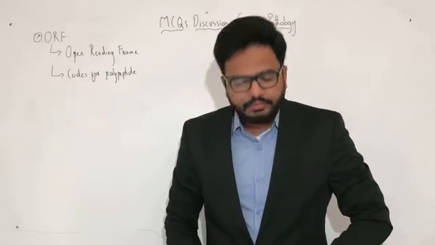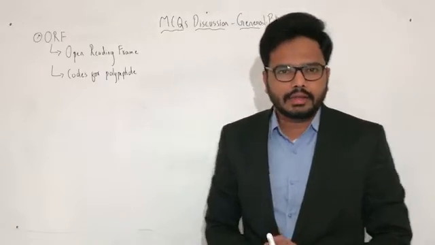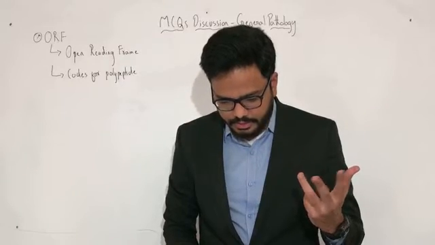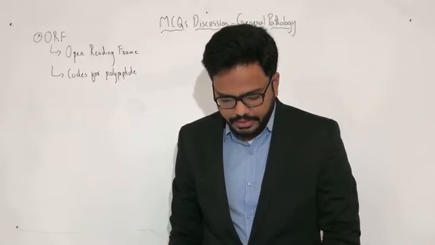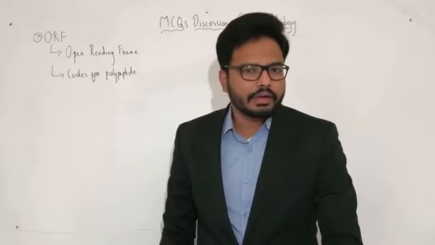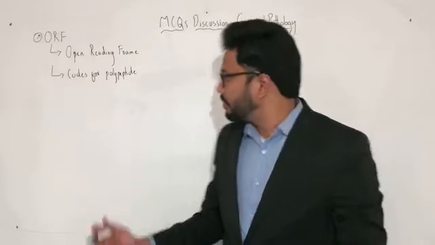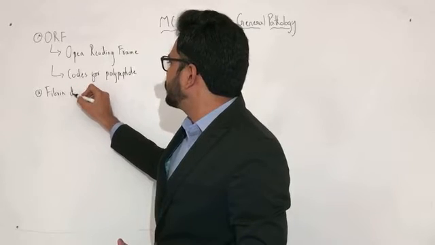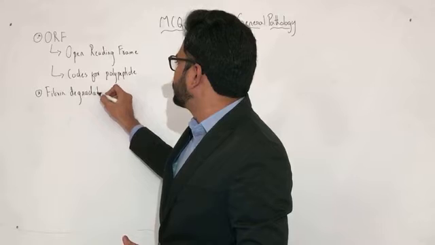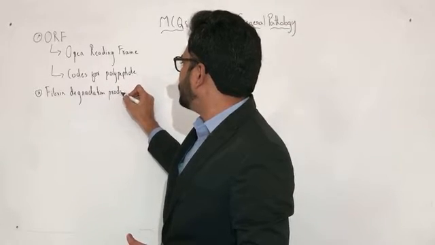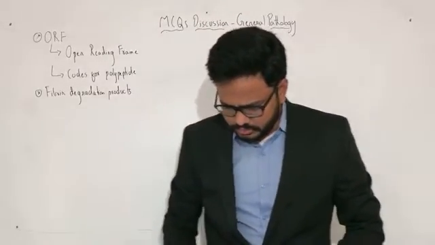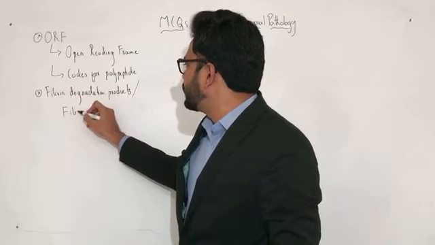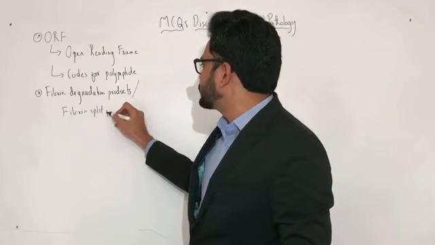Now, the second question. Fibrin degradation products are helpful in diagnosis of DIC, thrombocytopenic purpura, hemophilia, thalassemia. So which one is more appropriate? Fibrin degradation products are helpful in diagnosis of... So fibrin degradation products are also called as fibrin split products.